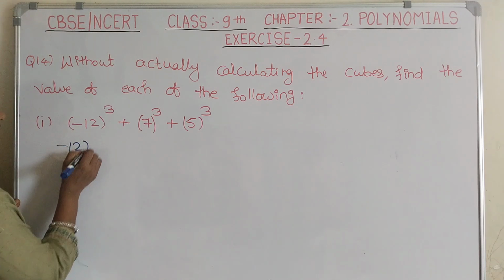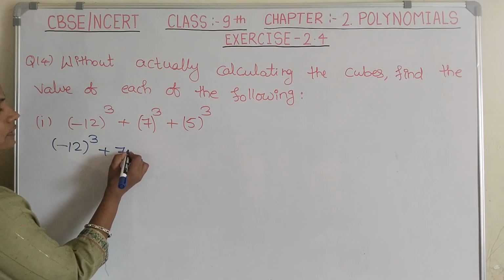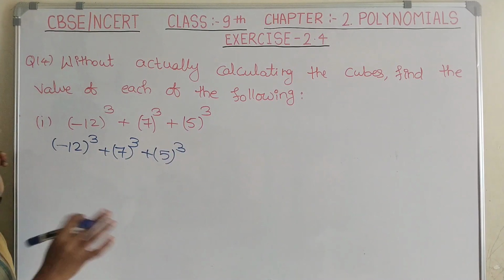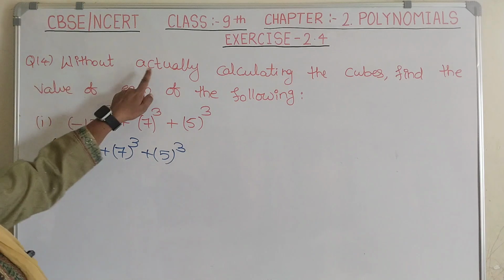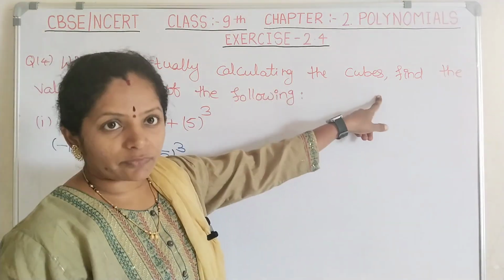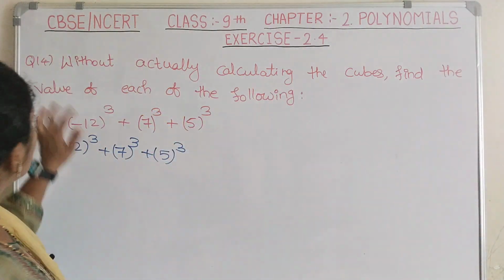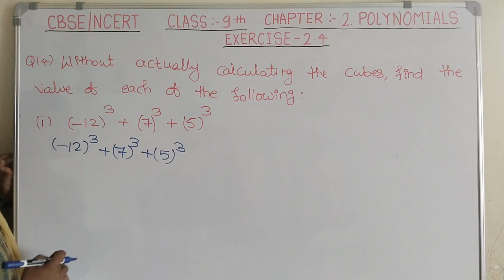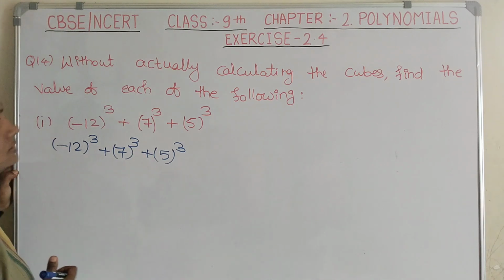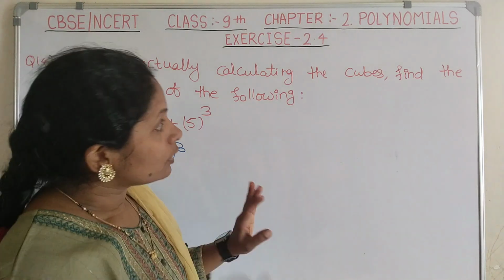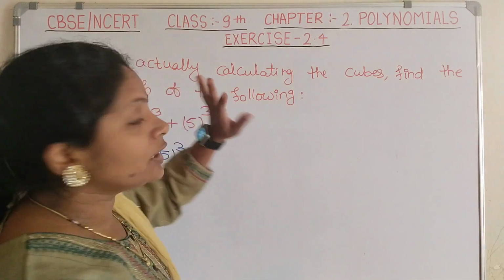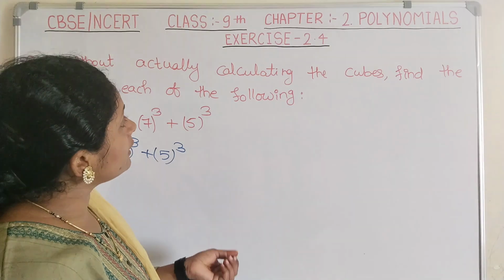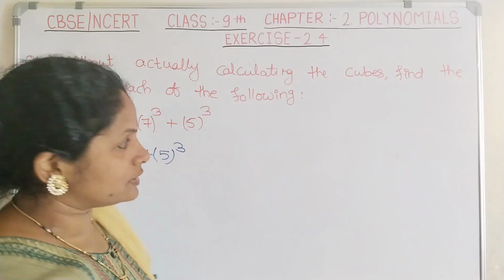Given is (-12)^3 + 7^3 + 5^3. What's the question here? Without actually calculating the cubes, find the value of each of the following. Here some cubes are given to us, but we should not calculate the cube of them. Then how is it possible without calculating the cubes? How can we get the answer of this?